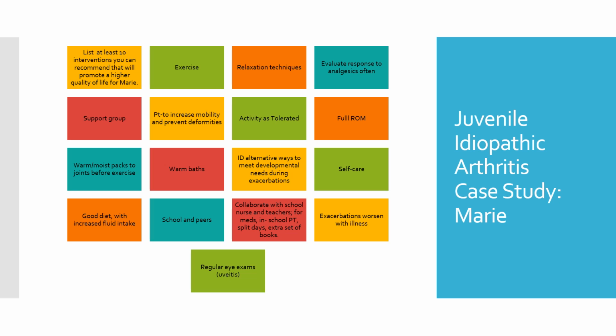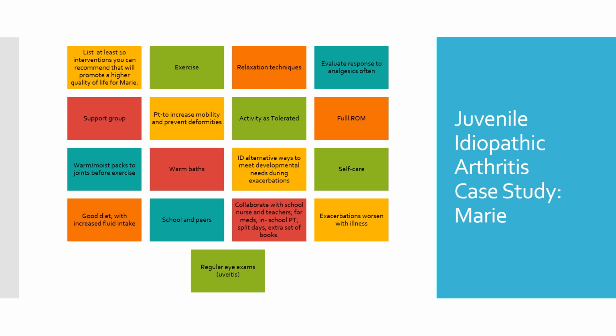So the goal is for the patient to increase mobility and prevent deformities. We use PT to help with mobility, contractures, and deformities. Activity as tolerated, so any kind of activity that is good for her, especially warming up exercises in the morning, swimming. Activity as tolerated, but not to push yourself, especially during times of exacerbations. Full range of motion, so we'd be doing range of motion to keep all of those joints movable and limber.